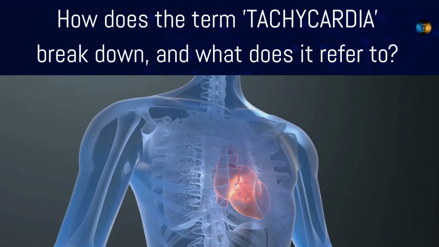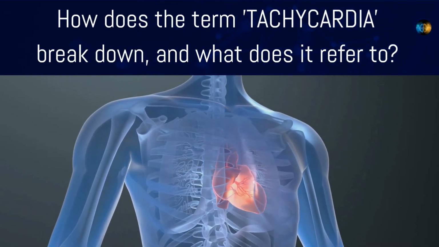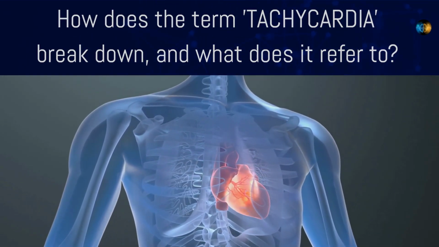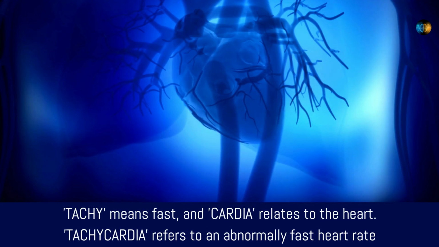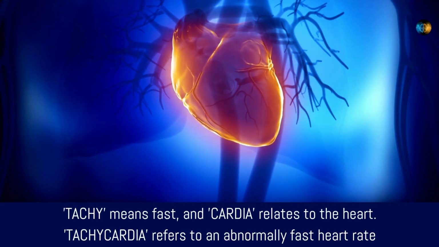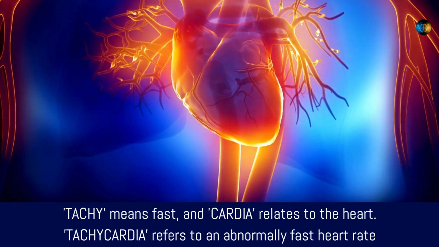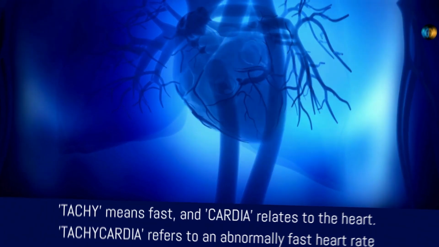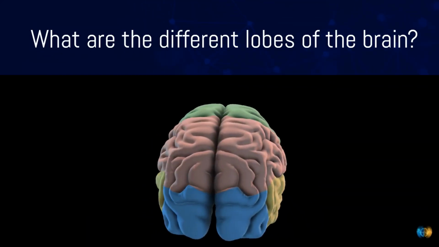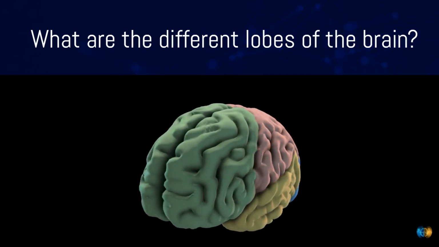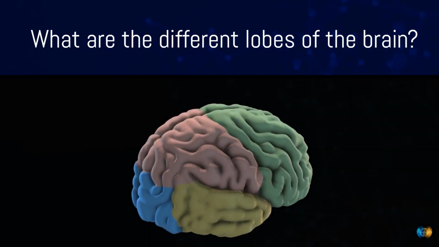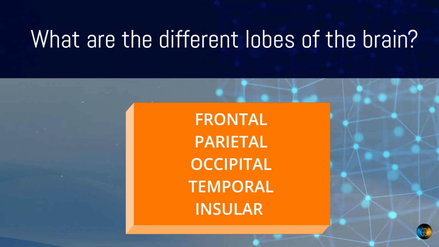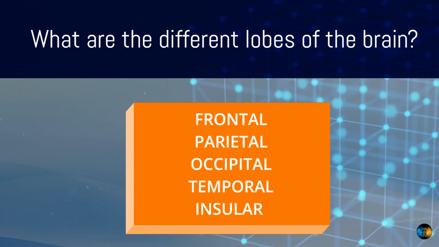How does the term tachycardia break down, and what does it refer to? Tachy means fast, and cardia relates to the heart. Thus, tachycardia refers to an abnormally fast heart rate. What are the different lobes of the brain? Frontal, parietal, occipital, temporal, and insular lobe.